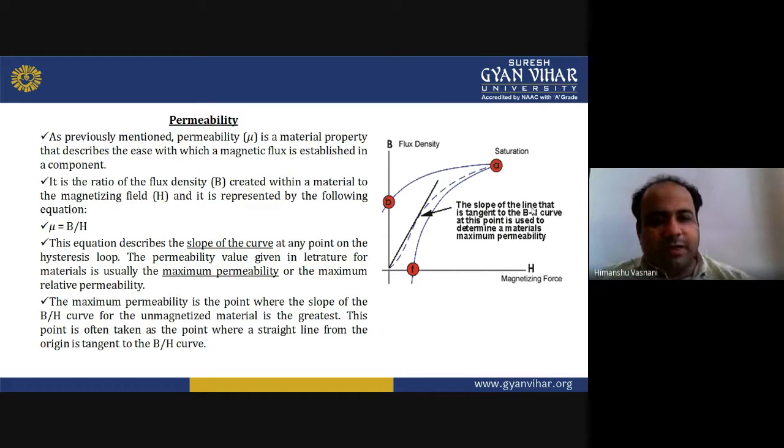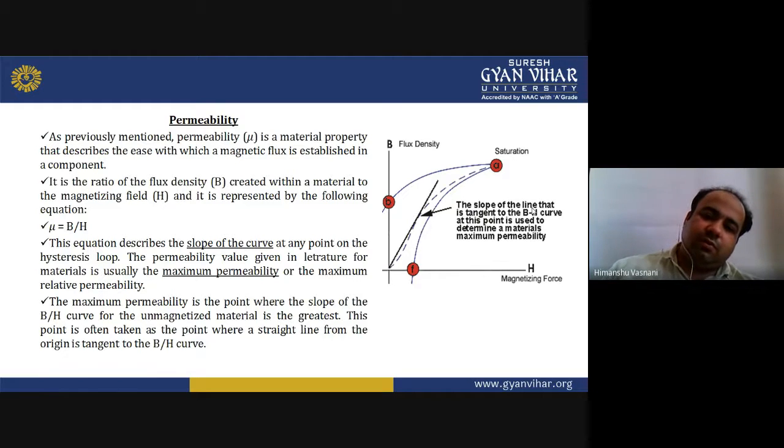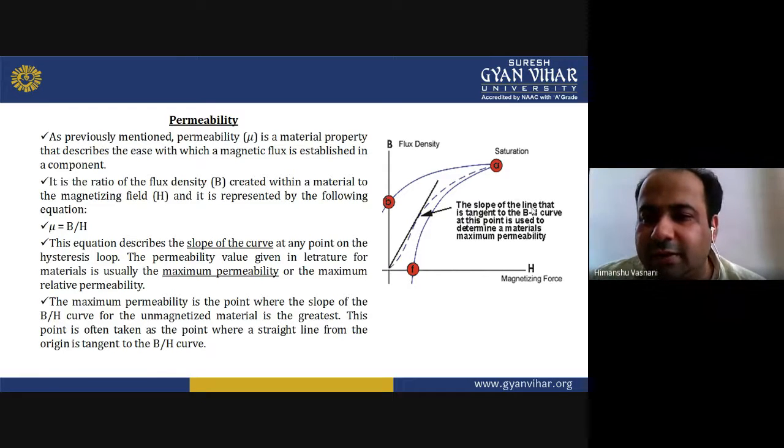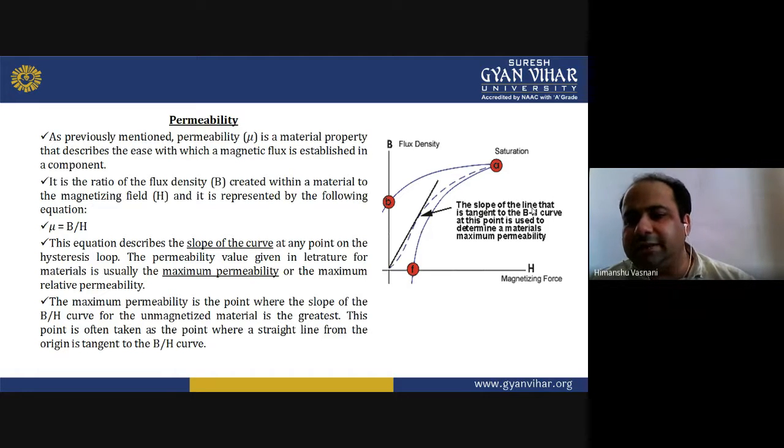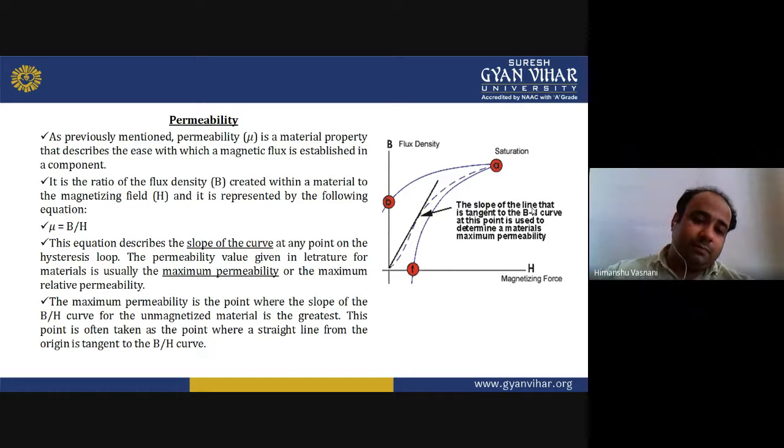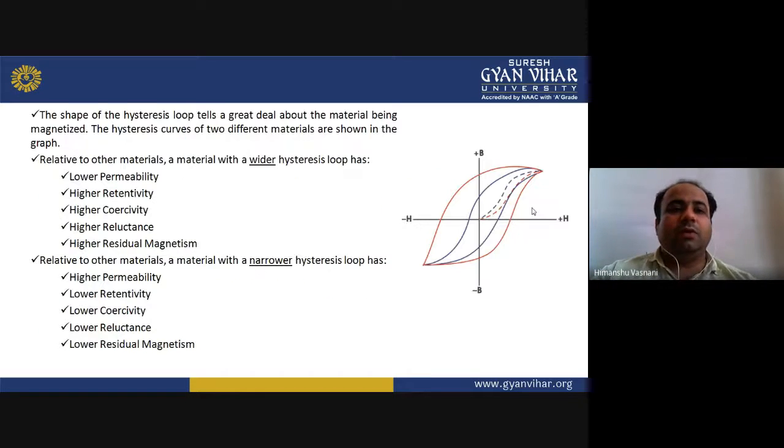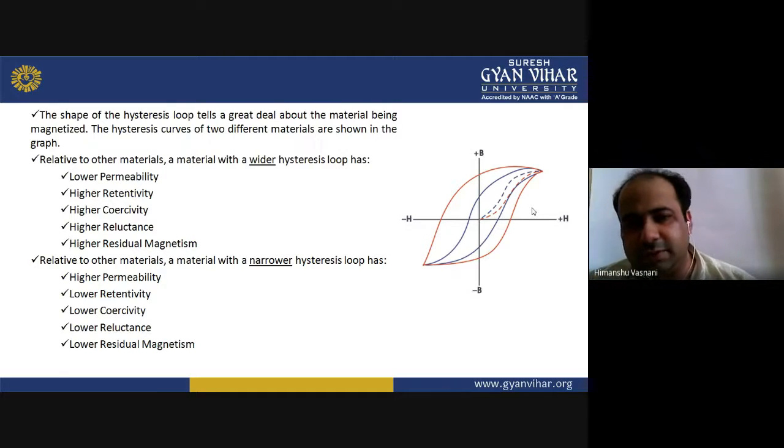And this point is often taken as a point where a straight line from the origin is tangent to the BH curve. Here you can see the slope is given, and the slope of the line that is tangent to the BH curve at this point is used to determine the material's maximum permeability. Now the shape of the hysteresis loop tells a great deal about a material being magnetized. The hysteresis curves of two different materials are shown there.